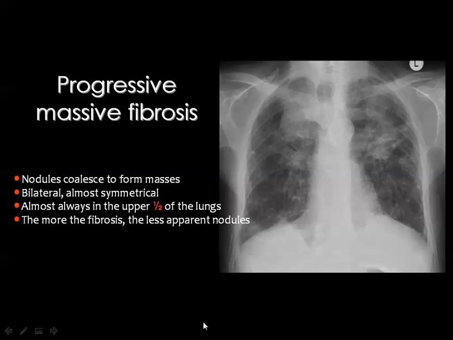Then one of the complications of pneumoconiosis is the development of progressive massive fibrosis, which means that the nodules coalesce together to form big masses, classically in the upper part of the chest on either side of the mediastinum. And these masses usually contain calcium. And sometimes, if you look carefully through the lung field, you can see multiple small, dense nodules scattered in the remaining part of the lung.